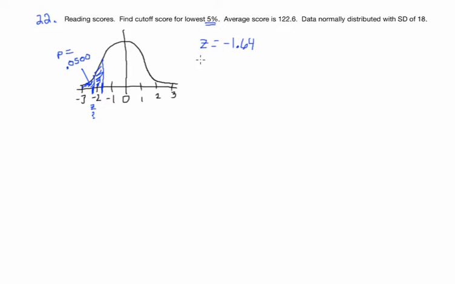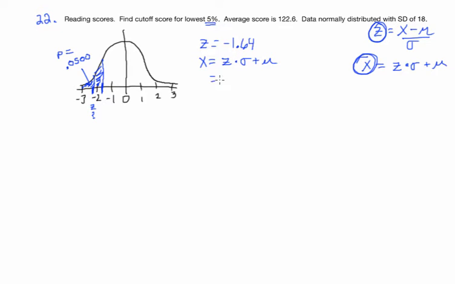Now that I know the z-score, all I have to do is change that back into the data value. We're going to use a different formula to do this. Instead of the normal formula that takes a data value that you know and turns it into the z-score, we want to know the data value. So we're going to use this formula. It takes the z-score and turns it into a data value.